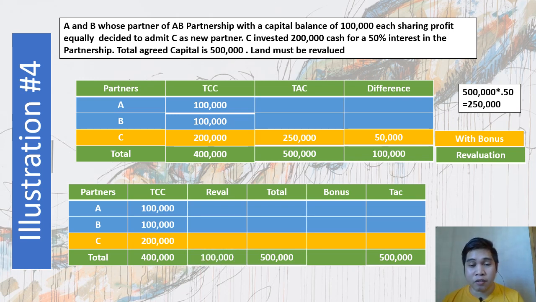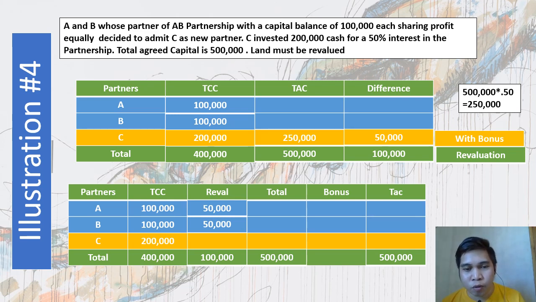So, as we discussed on our prior video, ang revaluation na makikinabang lang po niyan ay yung mga old partners. So, ang makikinabang lang yan is si A and B. So, ang profit and loss distribution nila ay 50-50. So, therefore, hati sila. 50,000 mapupunta kay A, 50,000 mapupunta kay B. Si C wala kasi bagong partner lang siya.